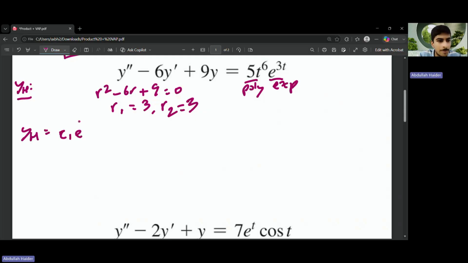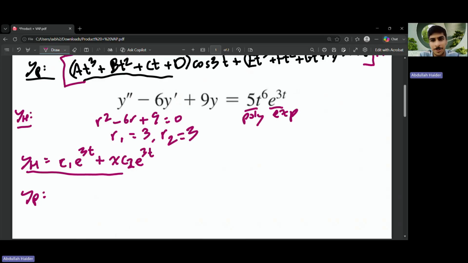Hence, your YH will be C1 e power 3t plus xC2 e power 3t. Why is there an x here? Because we need to maintain linear independence. So we have to multiply the second term by x. This is the homogeneous solution. And now we need to find our YP.